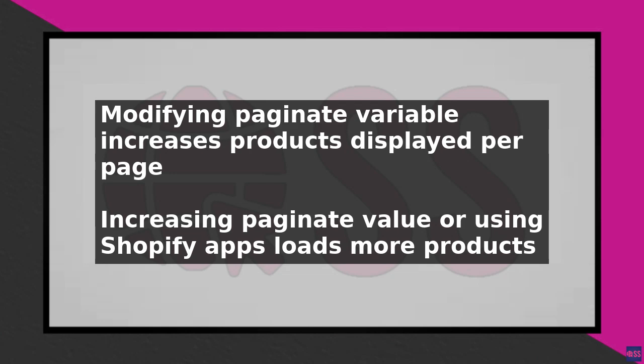Another approach is to use the infinite scroll feature, which allows customers to scroll through products without having to click on pagination links. To enable infinite scroll, you will need to add a JavaScript code snippet to your collection liquid file. This code snippet will load more products as the customer scrolls down the page.